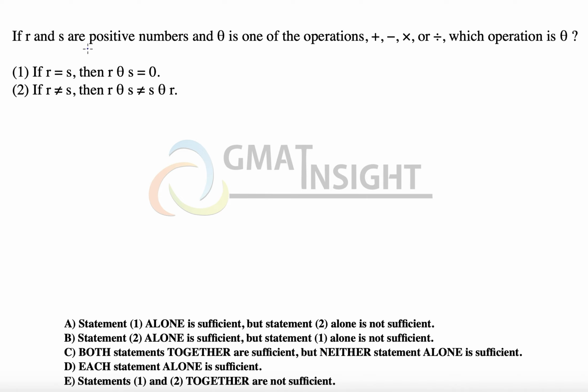If R and S are positive numbers and theta is one of the operations either plus, minus, multiplication, division, then which operation is theta? Let's check the first statement.